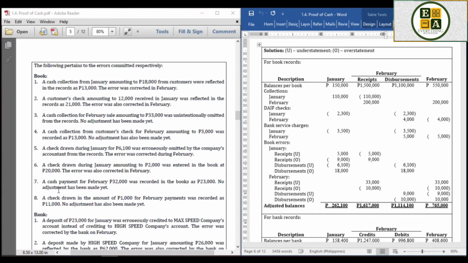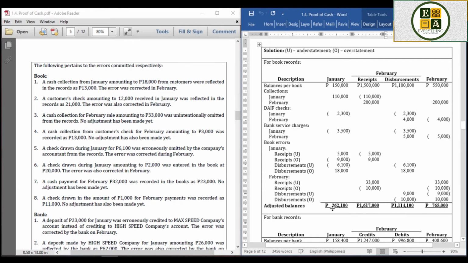Okay? Then last, a check drawn in the amount of 1,000 for February was recorded as 11,000. No adjustment has been made yet. 1,000 lang dapat yung ating payments. Pero yung pagka-record natin, 11,000. So, kailangan mag-adjust tayo. Since 11,000 yung na-record as disbursement, bawasan siya ng 10,000. May difference kasi sila ng 10,000. Since understated yung cash balance natin kasi sobra yung nabawas, magdagdag tayo ng 10,000. Okay? After taking effect the reconciling items, we can have our adjusted balances.